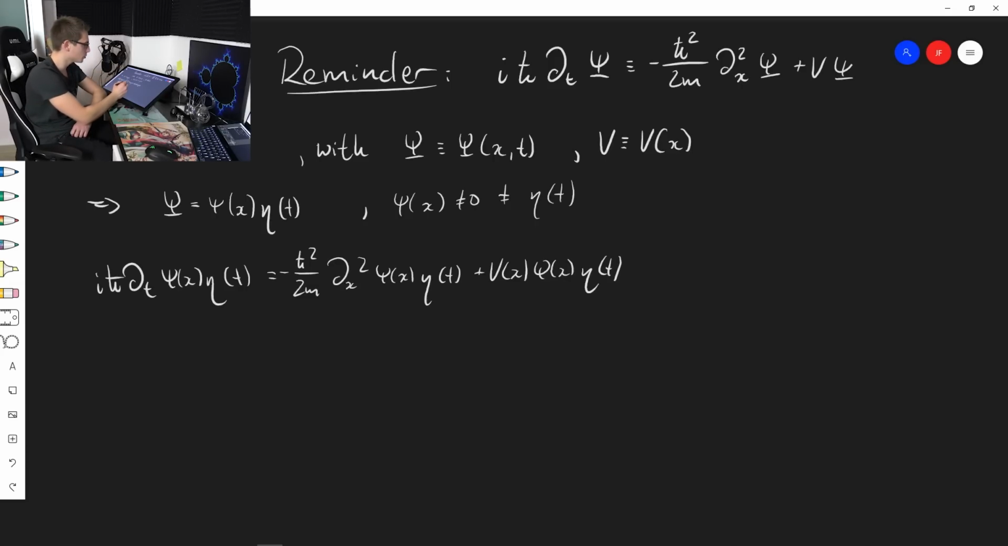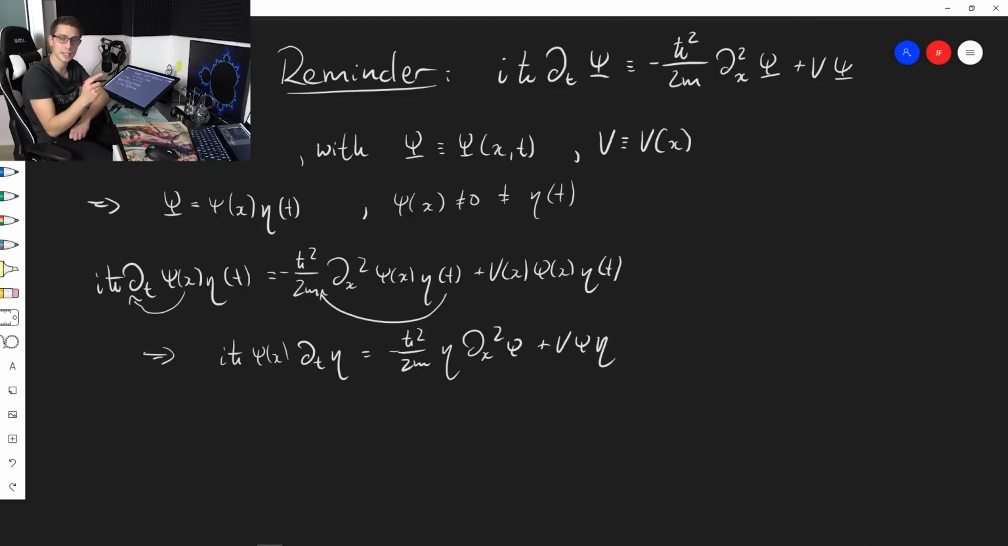So at first I would like to do a few more manipulations here, because actually, for example, our eta of t is independent of the differential with respect to x. So what we can do is bring it to the front, for example. Also we can bring our small psi of x to the front right here, leaving us overall with a partial differential equation which looks as follows.